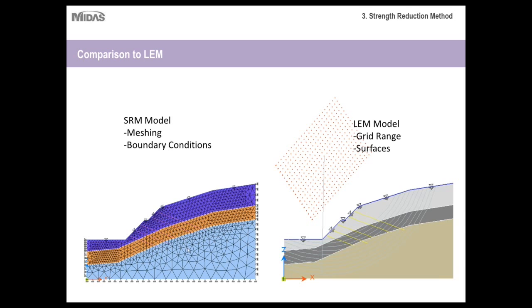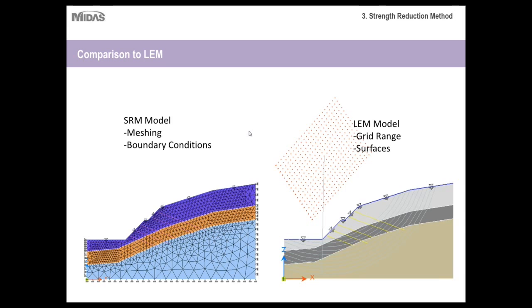Whereas as you go farther away from the slope, the elements become larger, because these areas really aren't as much of interest as this area. It's really this area that's going to fail that you need to support for. But anyway, going back to the comparisons of these two models themselves.